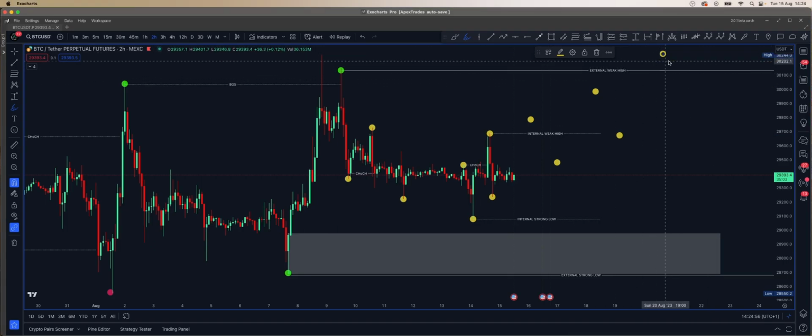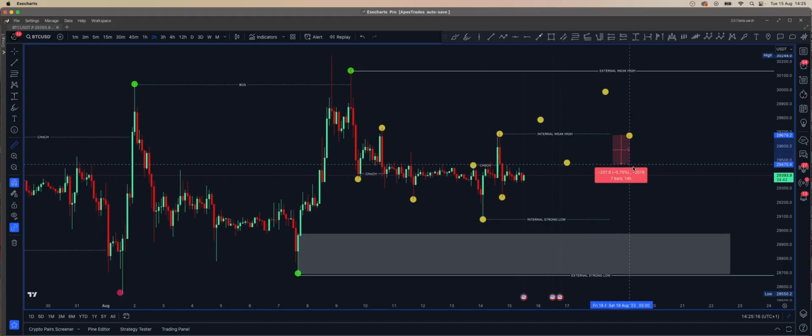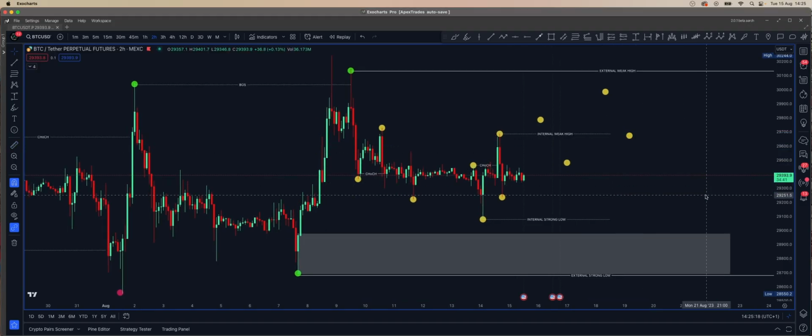Breaking and creating a new external higher high, and then taking the lowest point from that breaker structure as our new swing low external. And that's how we do it, whether it's internal or external. It's just a way in which you can map out the zones and trade on the different time frames, right?